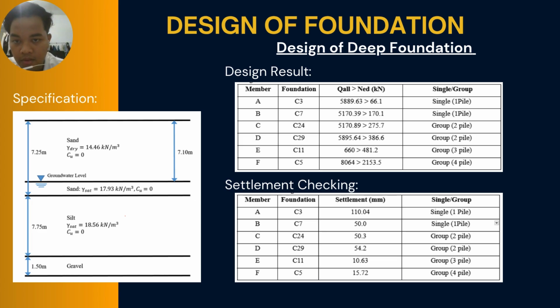Okay, for the specification for this project, the groundwater level is at 7.1 meter deep. For the design result, these are all the member calculations. We have the pile foundation group, and for the settlement checking, these are the results here.